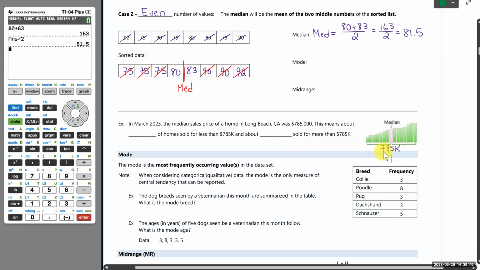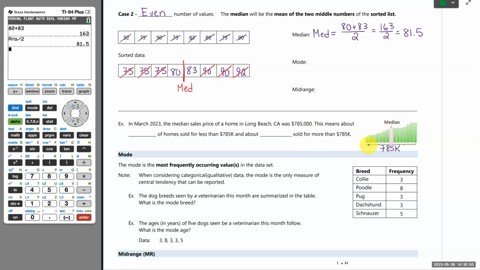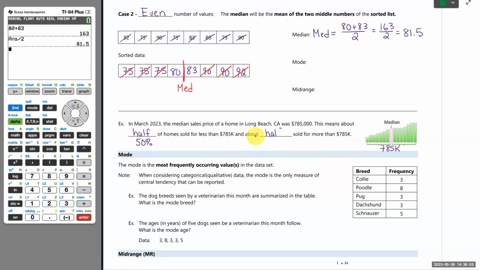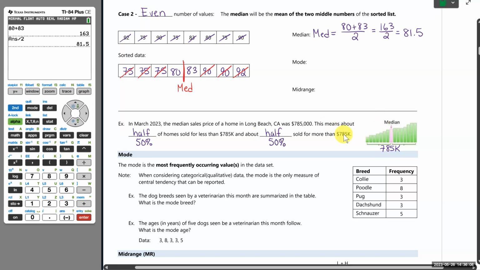So what that tells me in Long Beach is that about half of homes, you could say 50% of homes, sold for less than $785,000, and then about half, or 50%, sold for more than $785,000. All right, and you could always look up the current median price in Long Beach.